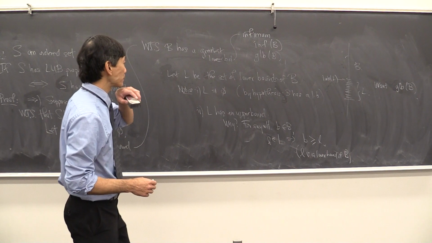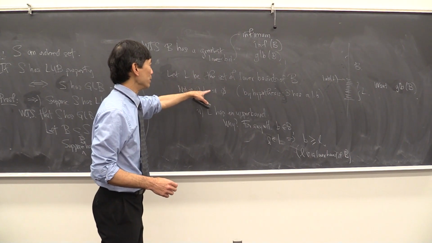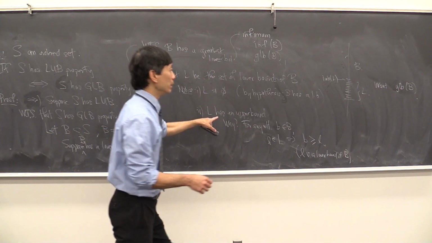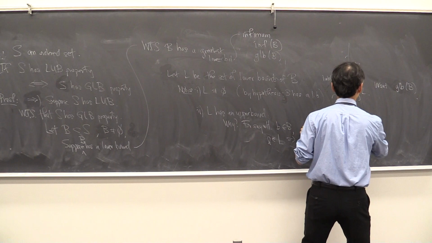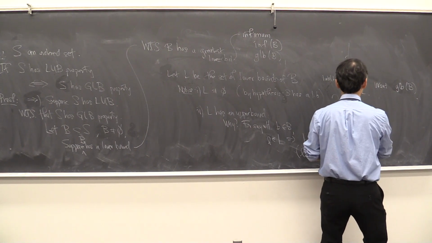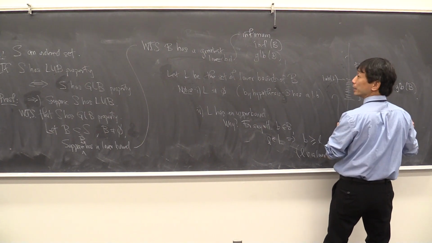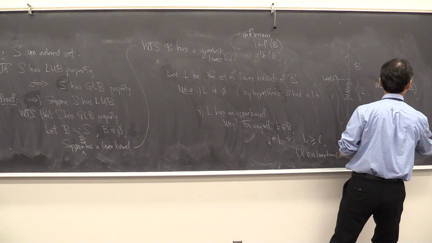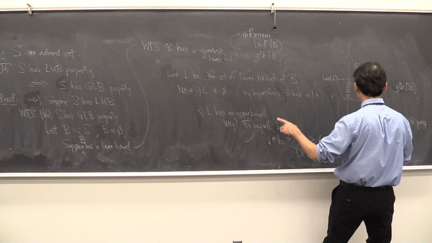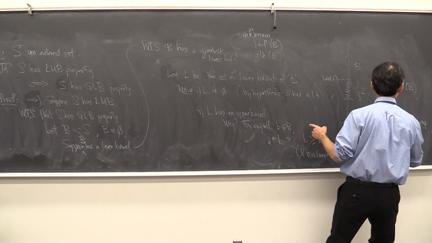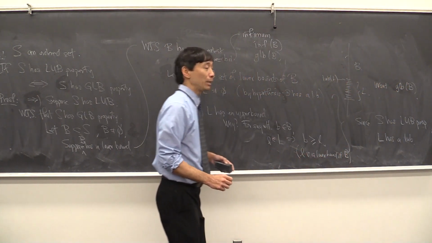Okay. So the set of lower bounds of B is non-empty and has an upper bound, and so by the least upper bound property, right? Since S has the least upper bound property, we know that L has a least upper bound. Okay.